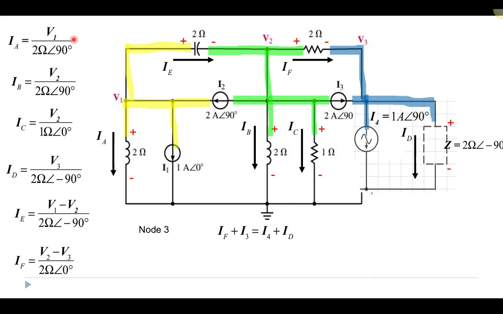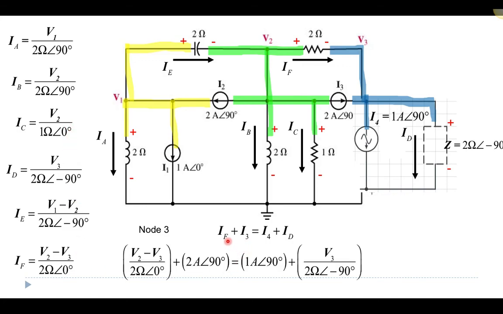I can go back to my expressions over here for the currents and plug those values in. So IF, this current here, is just V2 minus V3 over the impedance, which is 2 ohms, phase angle of 0. I3 is 2 amps, phase angle of 90. I4 is 1 amp, phase angle of 90. And then exiting here, ID is the voltage V3 over 2 ohms, phase angle of minus 90.